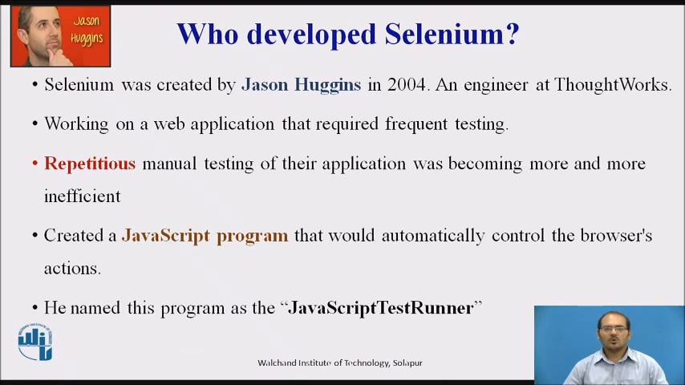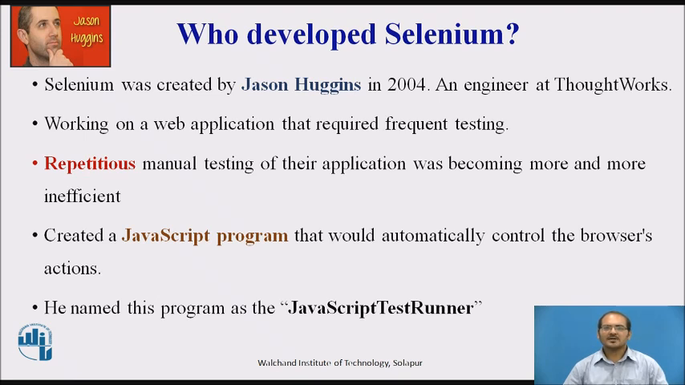Let us see who developed the Selenium tool. Since Selenium is a collection of different tools, it had different developers as well. Below are the key persons who made a notable contribution to the Selenium project. Primarily, Selenium was created by Jason Huggins in 2004, an engineer at ThoughtWorks. He was working on a web application that required a frequent testing.